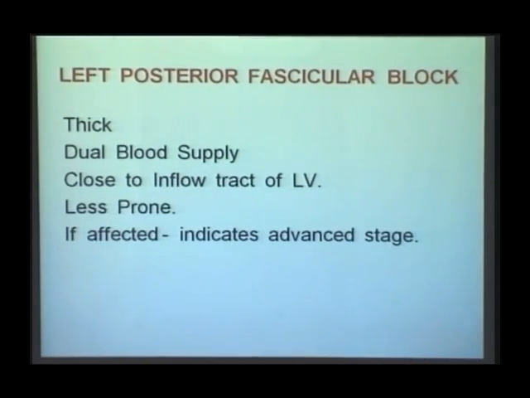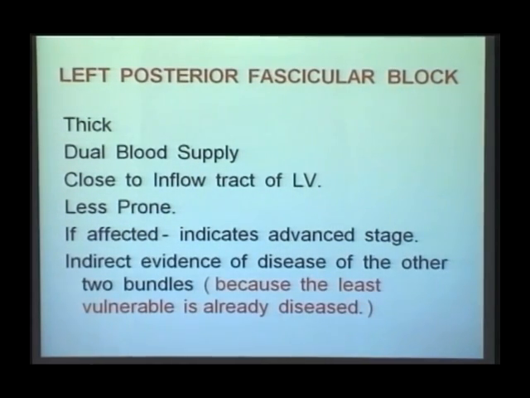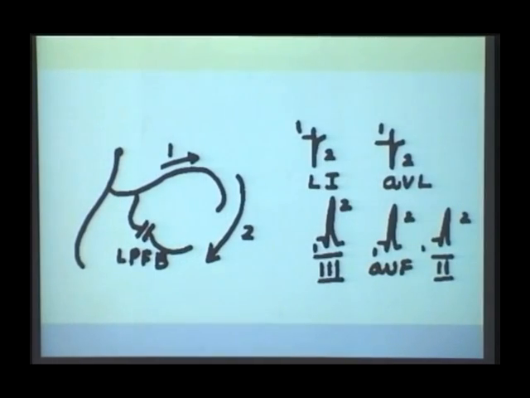Whenever the left posterior fascicular block is there, most often the other 2 fascicles are also diseased, like your right bundle and the left anterior fascicle. So it is the last one affected. By the time you diagnose left posterior fascicular block, most often the other 2 fascicles are involved. So it also indicates indirect evidence of disease of the other 2 bundles, because it is the least vulnerable to get affected. So let us see what's happening in left posterior fascicular block.